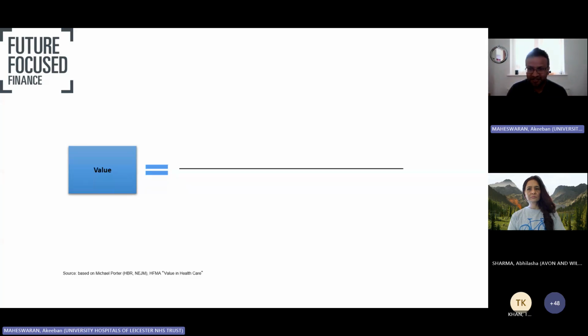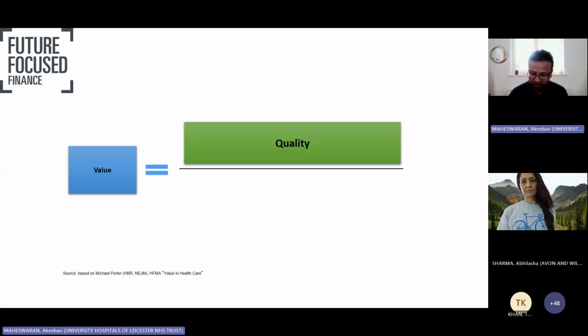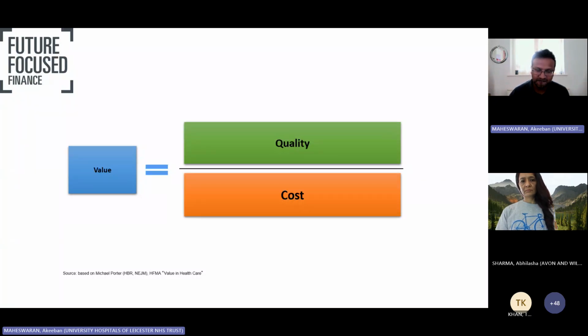It's just to make you think and, as I said, make it a little bit more interactive. Benefit over cost. Output over cost. Yeah, you're all right in many ways. So cost is the bottom line. There is a better word for the top line. Quality. Yeah, so quality over cost.